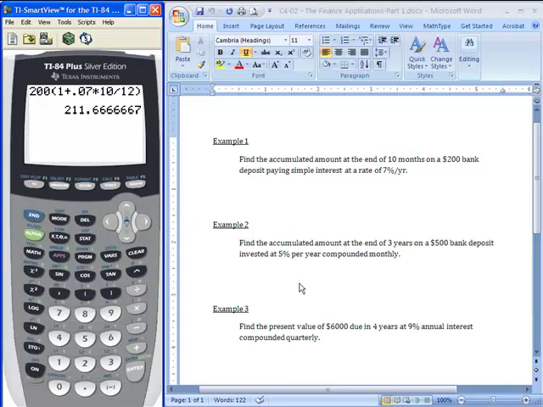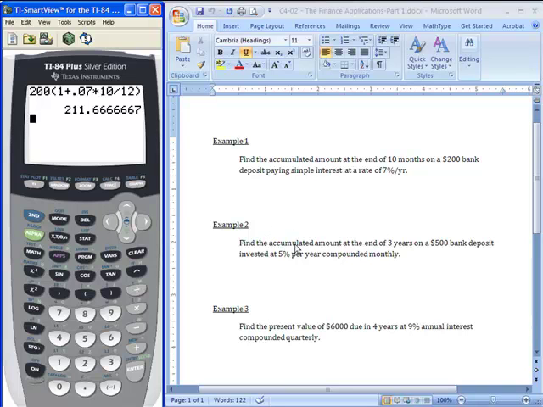In example 2, we're asked to find the accumulated amount at the end of 3 years on a $500 bank deposit invested at 5% per year, compounded monthly. You know you're going to have compound interest when you see some form of the word compounded, compound, compounding, etc. That's your clue. If you don't see anything like that, you're not told a compounding period or frequency, then that's a good clue that you have simple interest even if you don't see the word simple in the problem.